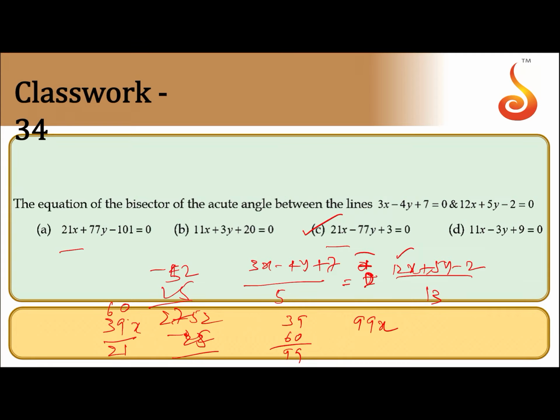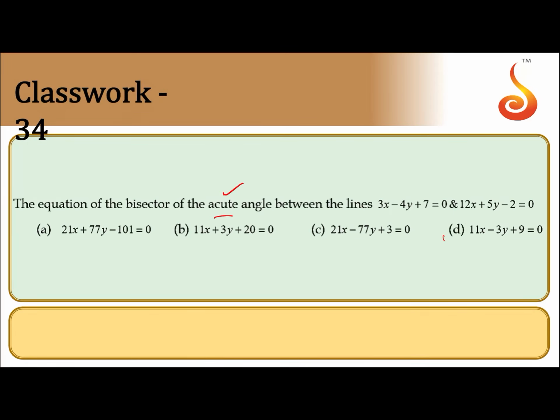So 5 4s are 20, 27. So you'll be getting negative 27. I hope you'll be getting negative value of 5. Dividing by 9, you'll be getting 11x minus 3y. So this is 11x plus 3y, this is 11x minus 3y. So the answer is D, the right answer. Sorry, I made a mistake.